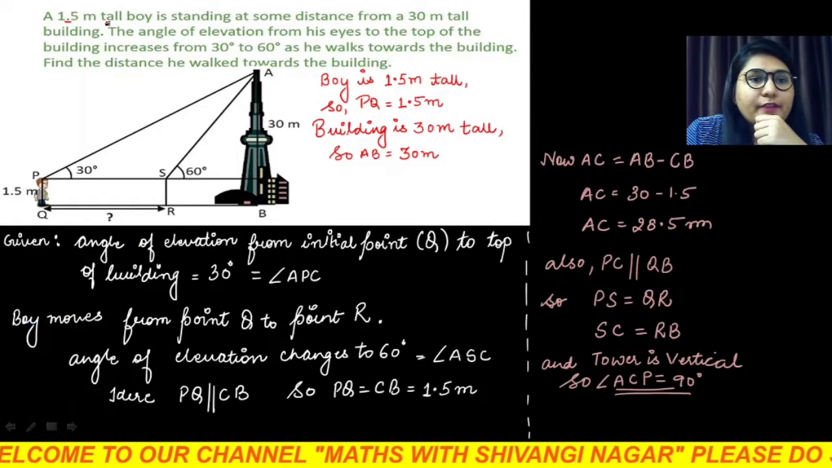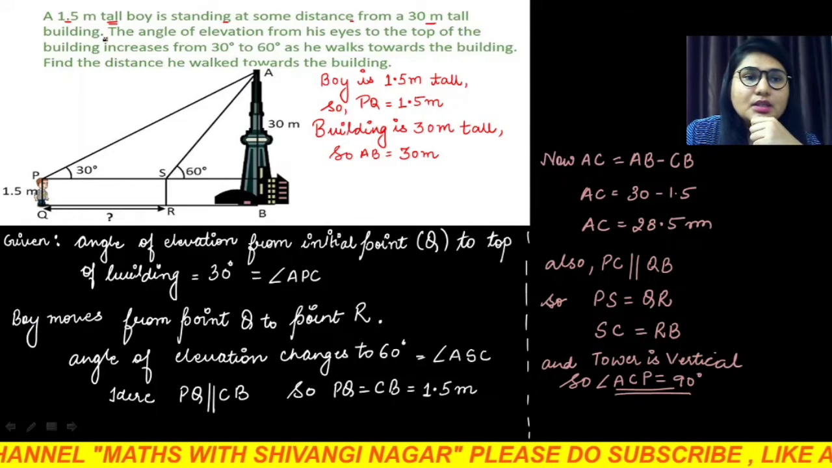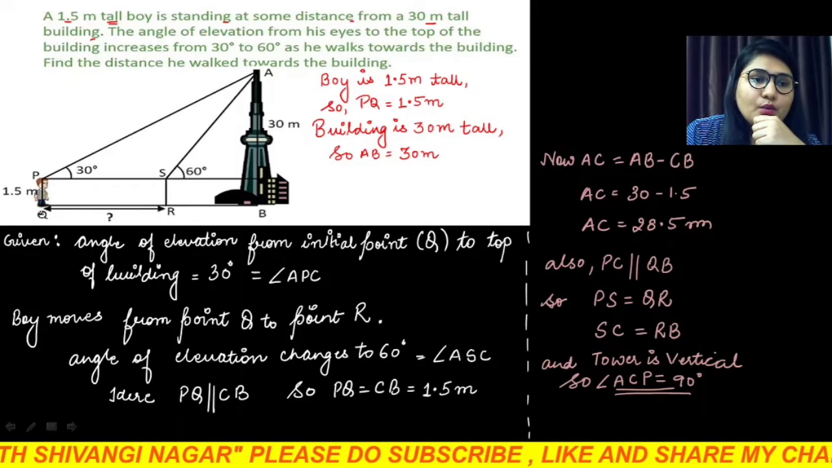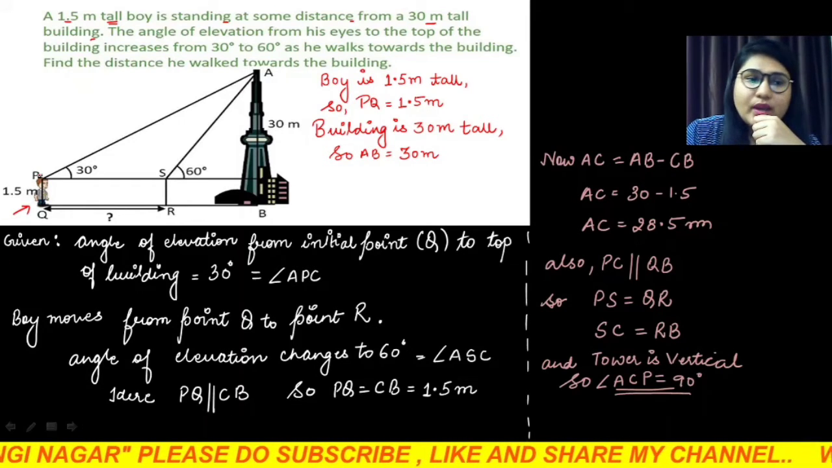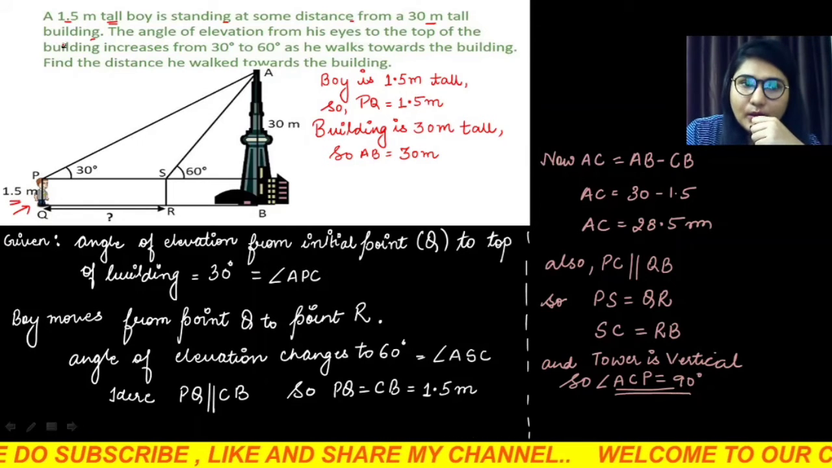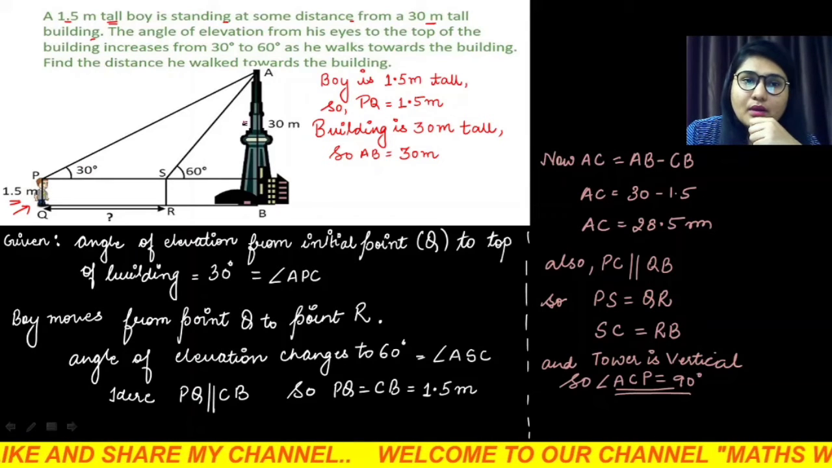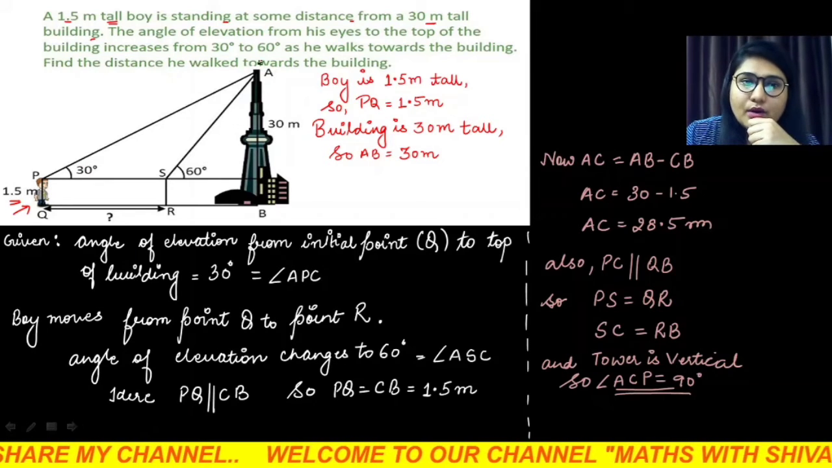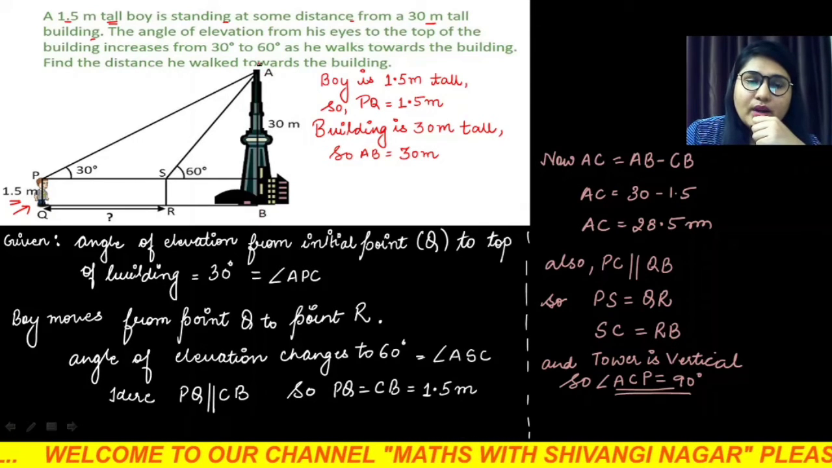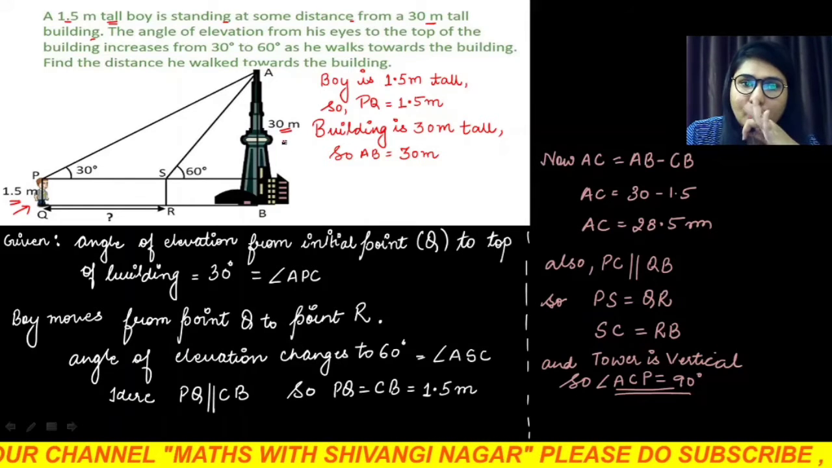A 1.5 meter tall boy is standing at some distance from a 30 meter tall building. So let's say this PQ here represents the boy, and the boy's height is 1.5 meter, given in the question. He is standing in front of this tall building, where we have marked A and B. This building is 30 meter tall. It is given in the question.